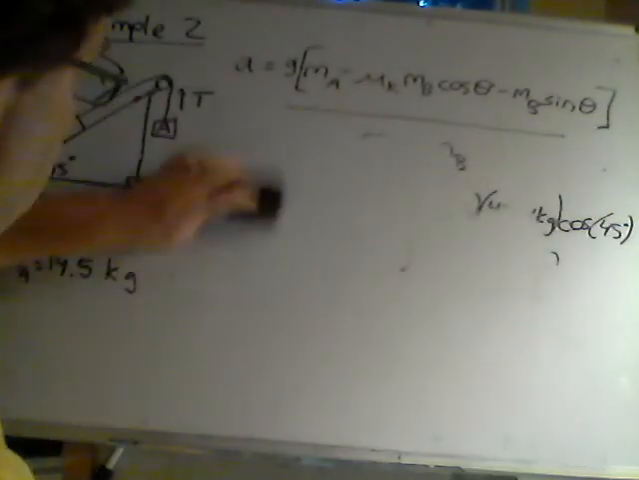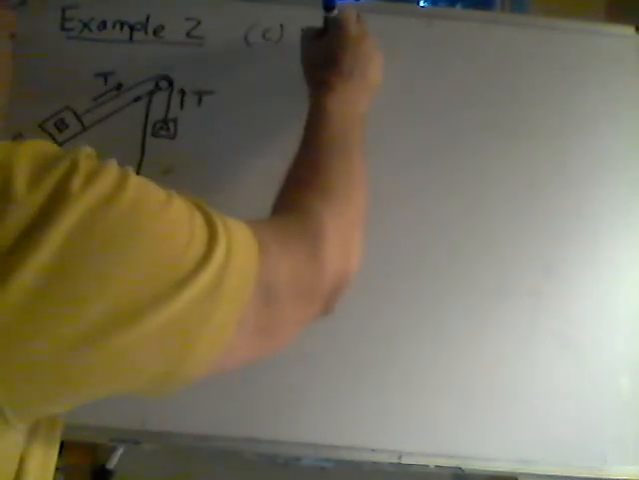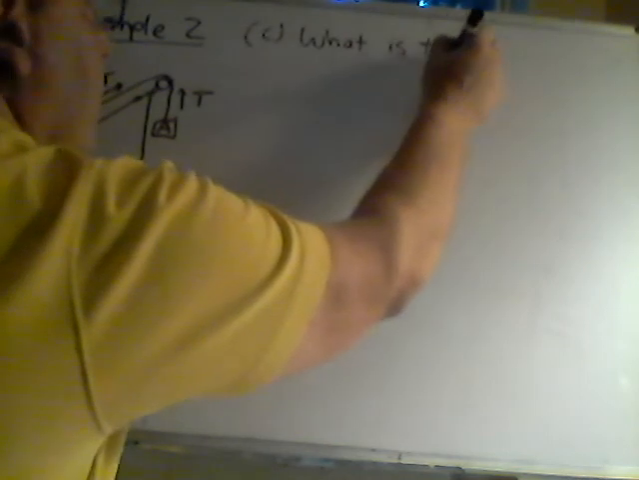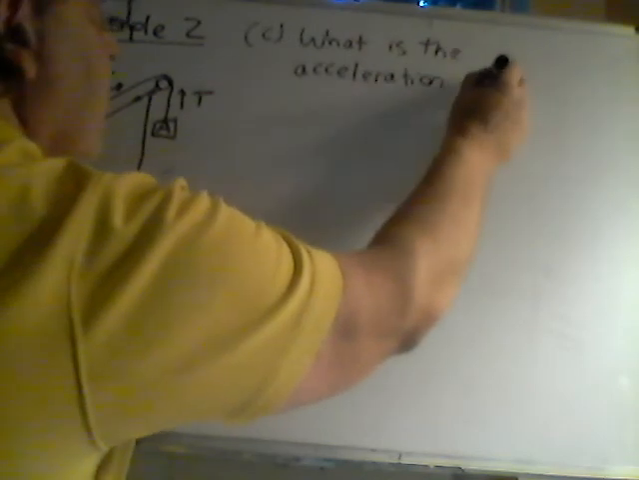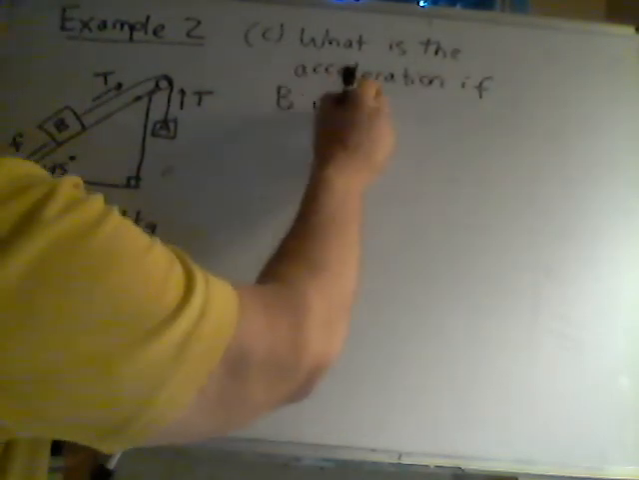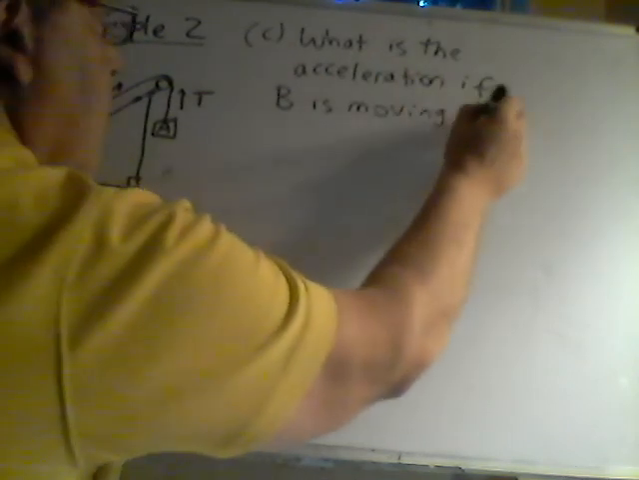We're almost done. It's a lot to Newton's laws and forces, and so this is not something you can just do in a few minutes. All right, the last part is basically saying, what happens if you're going down the incline. So now what's acceleration if B is moving down the incline? That's part C. Last one was up the incline.